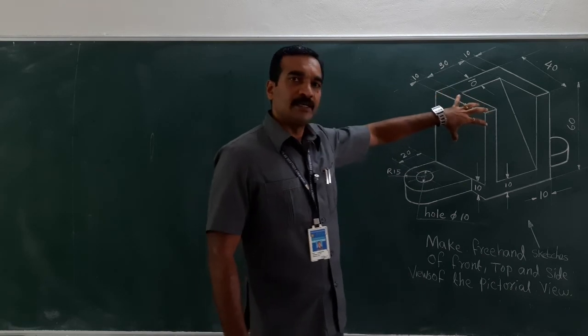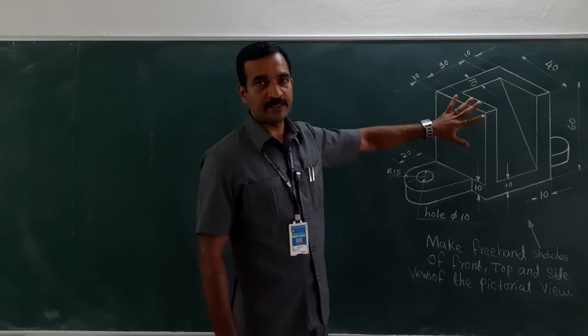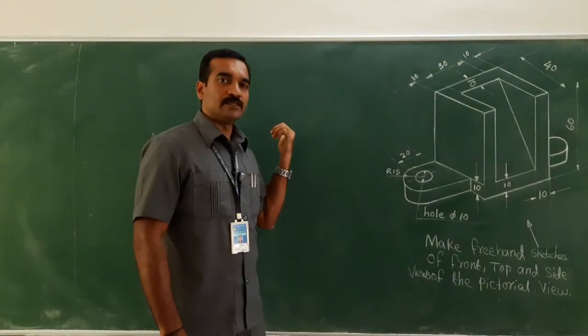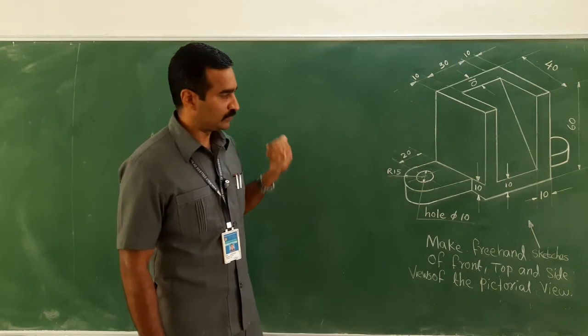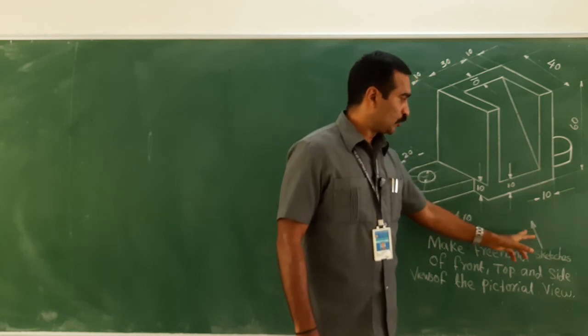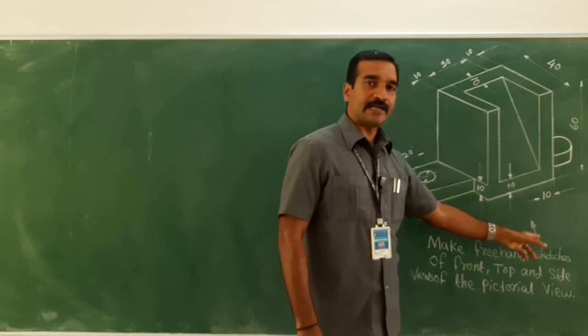This is a three-dimensional view. That means isometric view. That is a 3D. From 3D, I need to convert into 2D. That is orthographic projection. Right? So here the arrow is given. Therefore, I need to view for the front view from this direction.